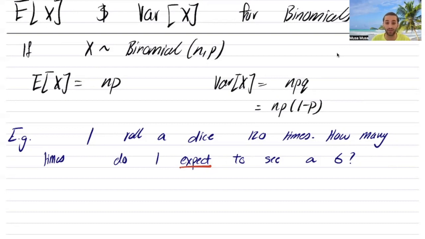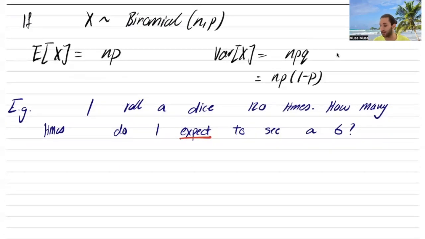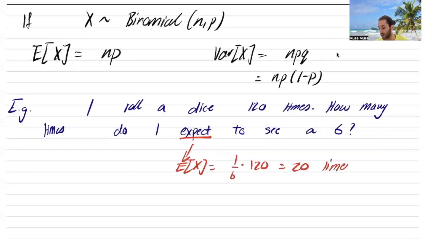Well, that's kind of like asking what's the expected value or what's the average. On average, I expect to see it a sixth of the time. So what's 1/6 of 120? And you say that's 20. So you'd expect to see it 20 times. Of course, that's probably not what's going to happen. However, that's just the expectation.